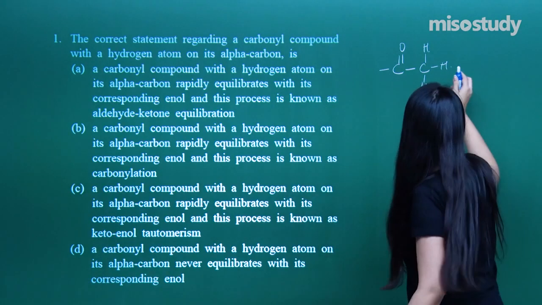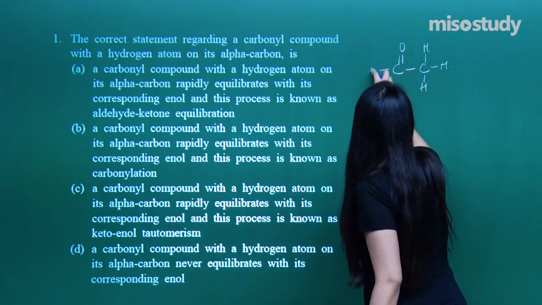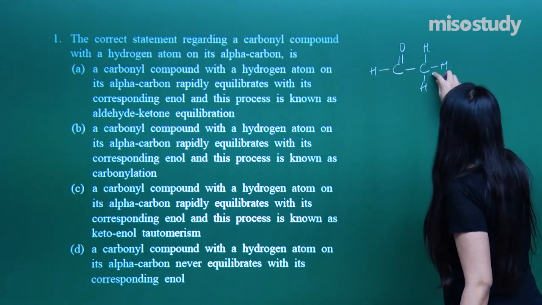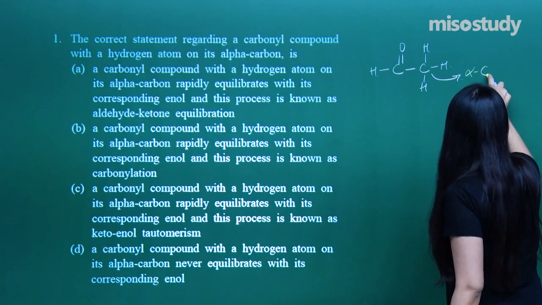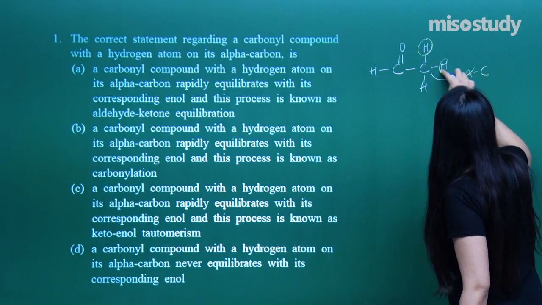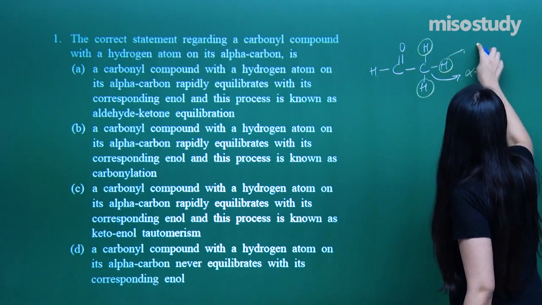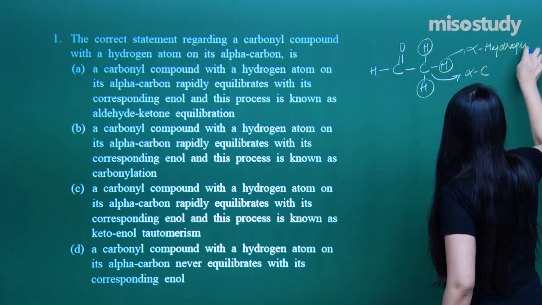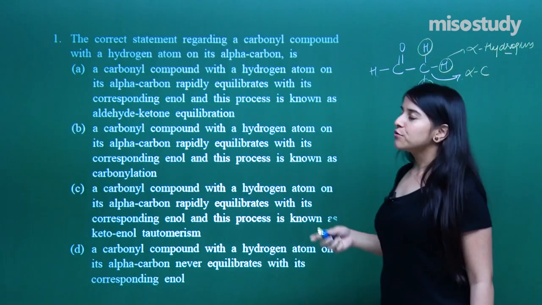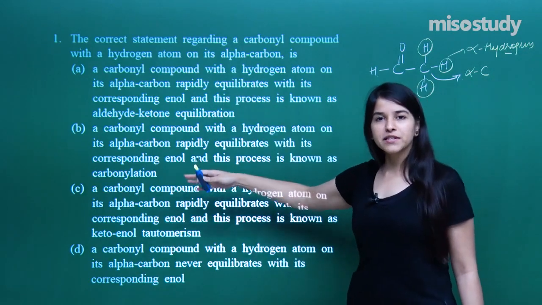I am taking up ethanol. So here is the example. That is the alpha carbon that they are talking about. And these are the alpha hydrogens mentioned. So these are alpha hydrogens. So what do you need to have? Let's go on to the statements.